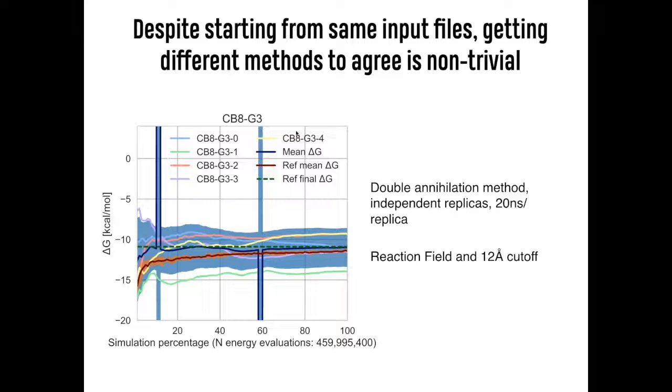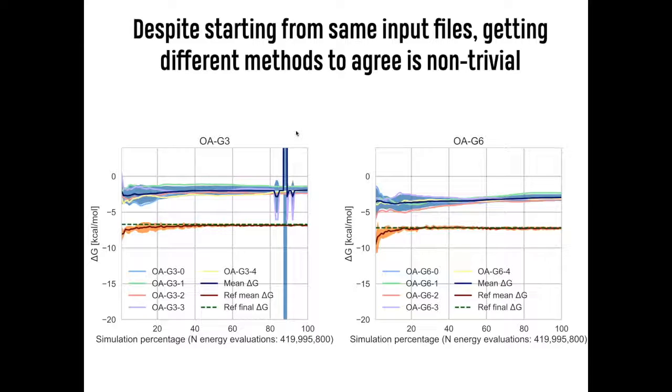And this is for CB8-G3. This is for the 2 octa acids. And these are supposed to be relatively simpler from a sampling perspective. The guest is smaller, so there are not many atoms that you need to decouple from the system. And both of the methods converge. Actually, the Y scale here is the same, but both methods converge to different values.